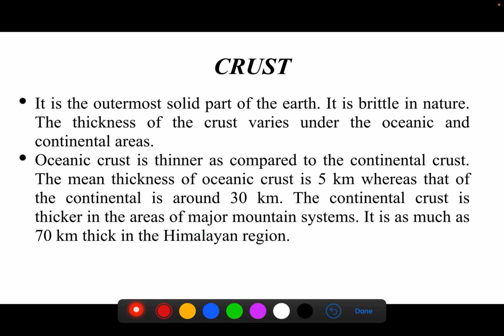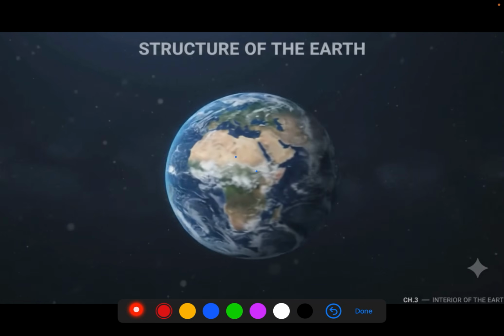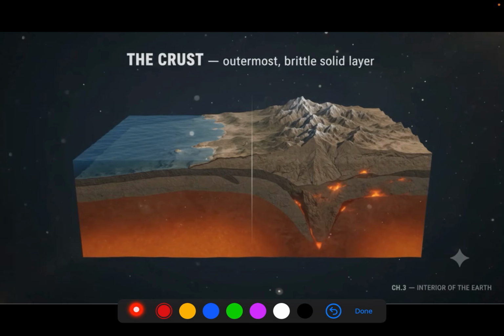So crust is just the outermost solid part of the Earth, and it is brittle in nature. Now what does brittle mean? Brittle means it can break into many pieces, meaning the crust can be divided into small parts, and it's the outermost solid part of Earth, as we have seen in this video. Let's see a further video upon the crust.